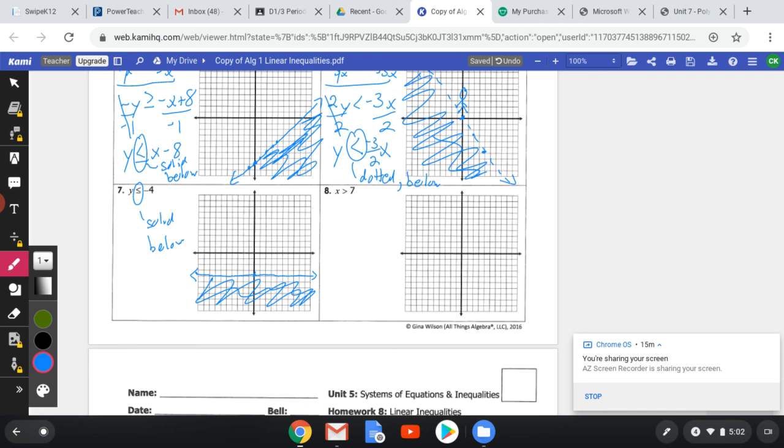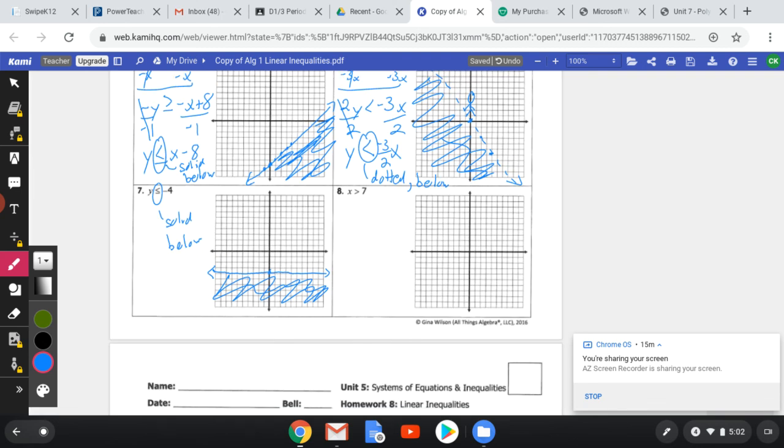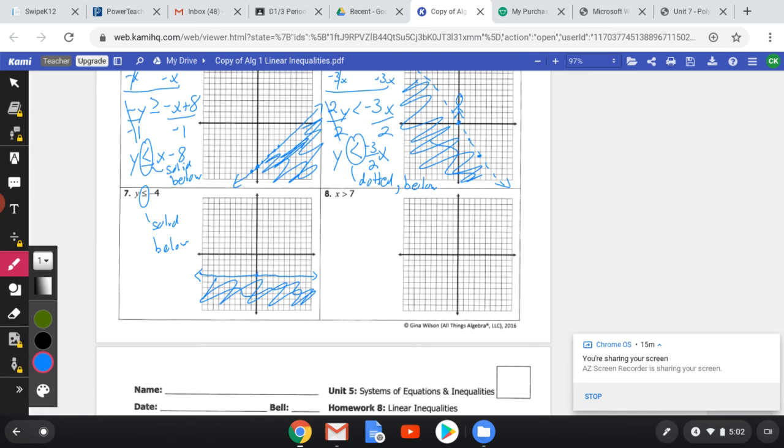So remember, that means you have a vertical line going through 7 on the x-axis. So if I do that, 1, 2, 3, 4, 5, 6, 7. Oh, the thing moved on me. 1, 2, 3, 4, 5, 6, 7, right here. Now we need to look at the inequality symbol to see what kind of line. So there's no line underneath the inequality, so it's dotted. So dotted line.